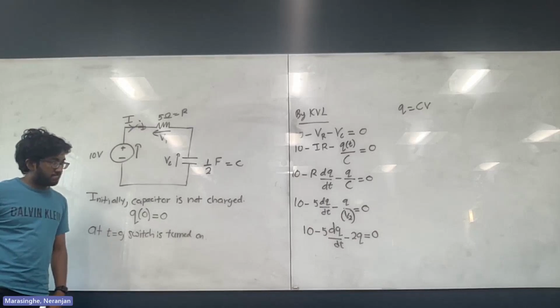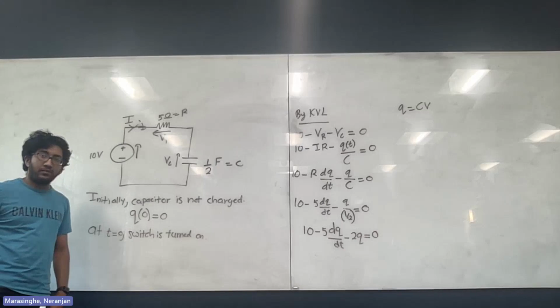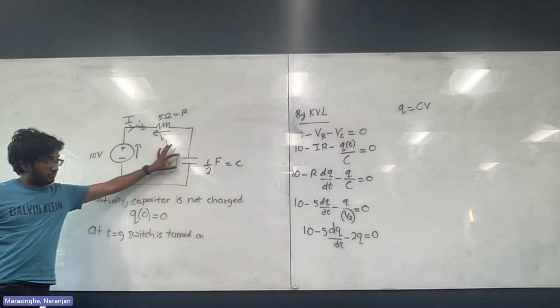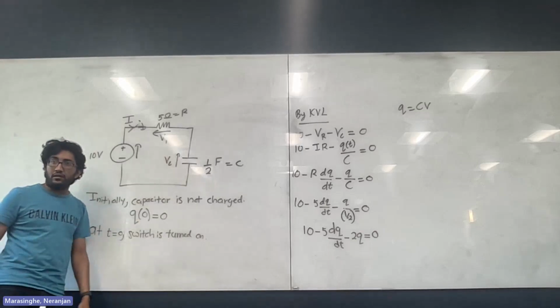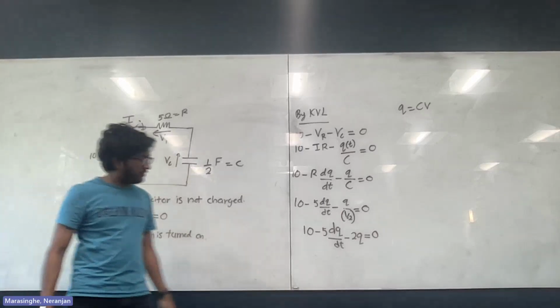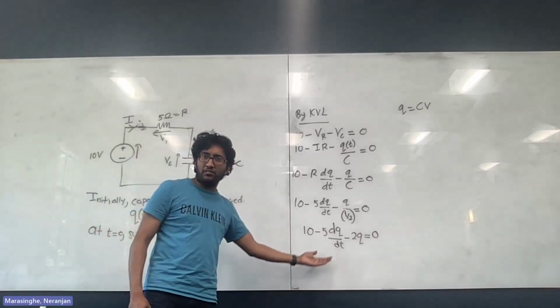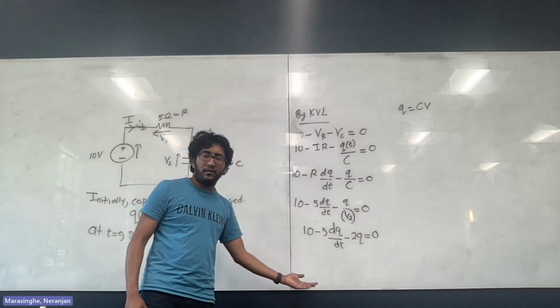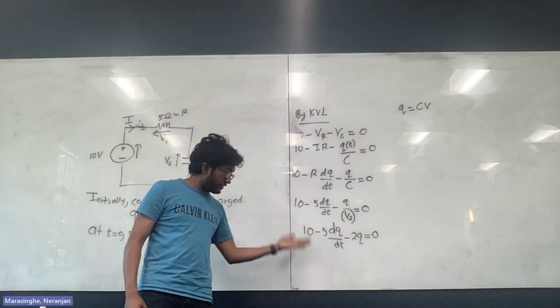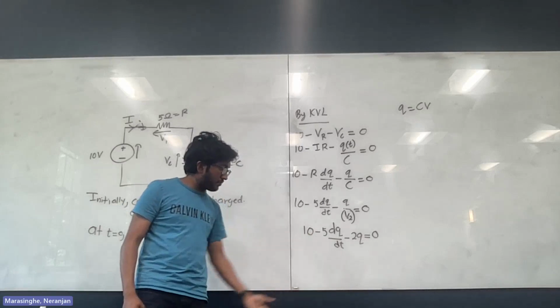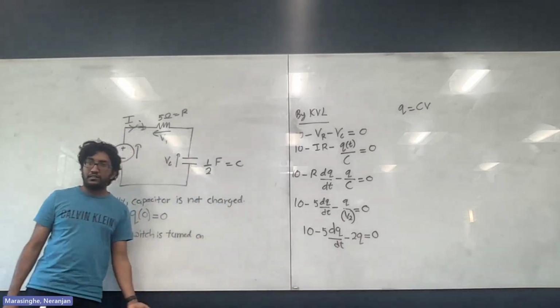Right. Now, what is the next step? My target is to find the charge on this capacitor. That means my target is to find Q(t). So how do you find it? First, you find the Laplace transform of Q. Take the Laplace transform of Q as capital Q. First try to find the Laplace transform, then apply the inverse Laplace transform.